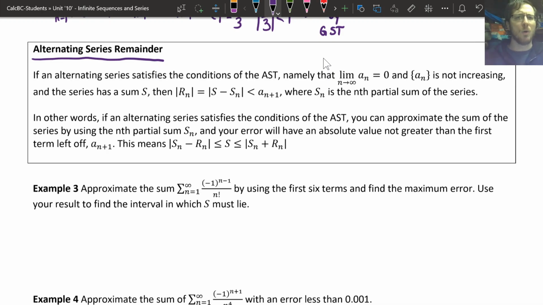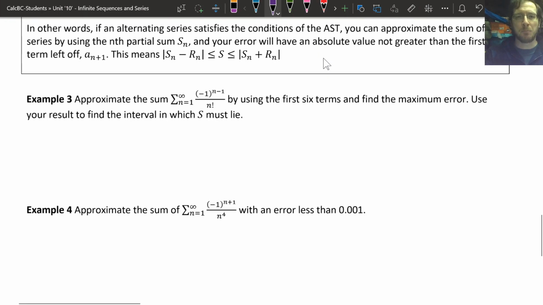Okay, so what does that mean? That was a lot of words, a lot of symbols, a lot of variables and abbreviations. So let's look at what that means in these two examples. They're both similar but slightly different. So example 3: approximate the sum of the infinite series here by using the first 6 terms and find the maximum error. Use your result to find the interval in which s must lie.